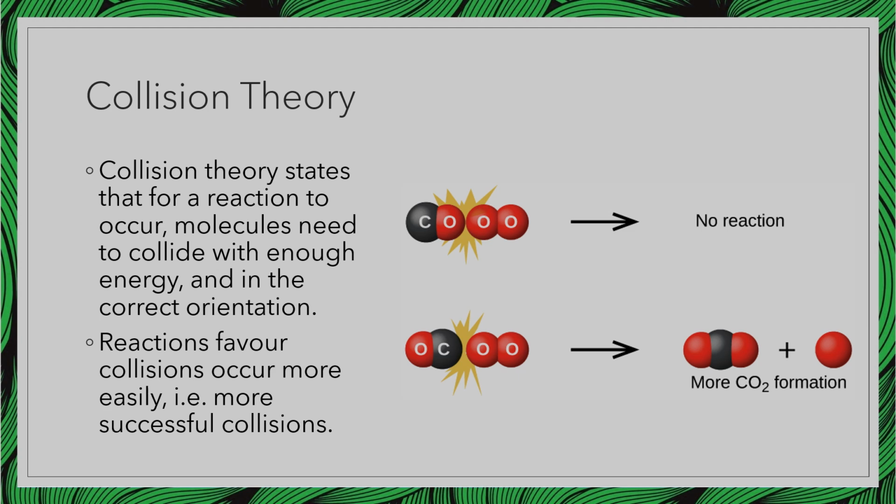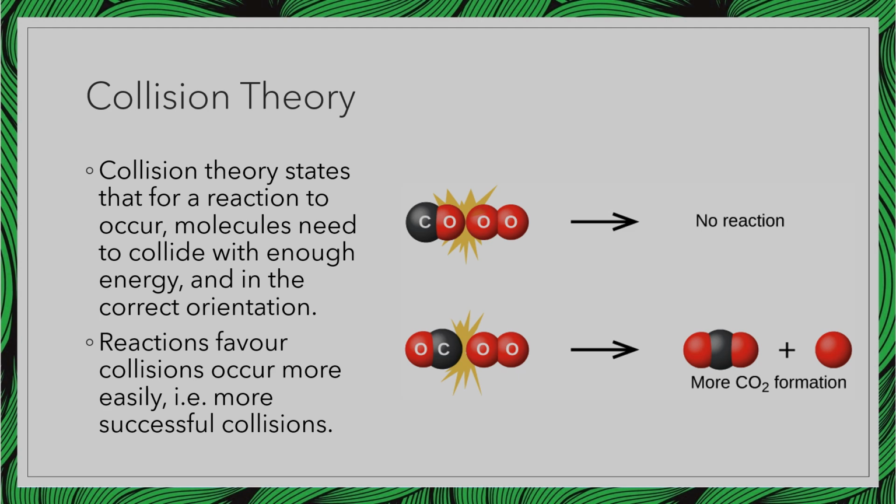First thing is collision theory. Now, collision theory states that for a reaction to occur, molecules need to collide with enough energy and in the correct orientation. If we have a look at the diagram there, it's a reaction of carbon monoxide with oxygen to form carbon dioxide and an oxygen-free radical.